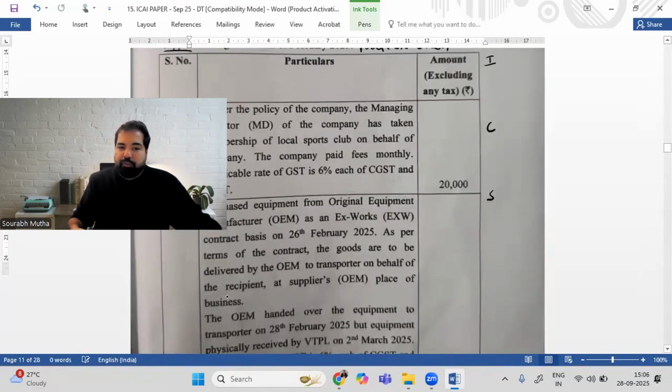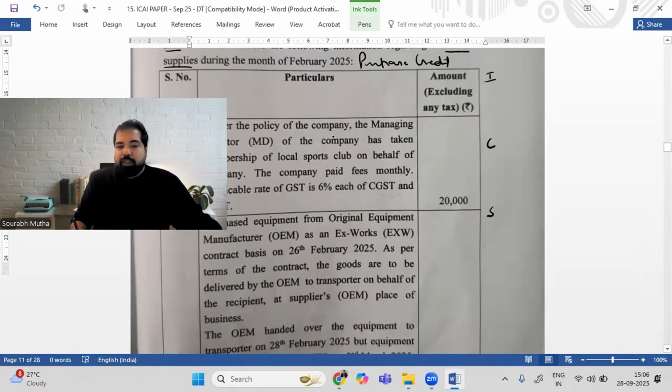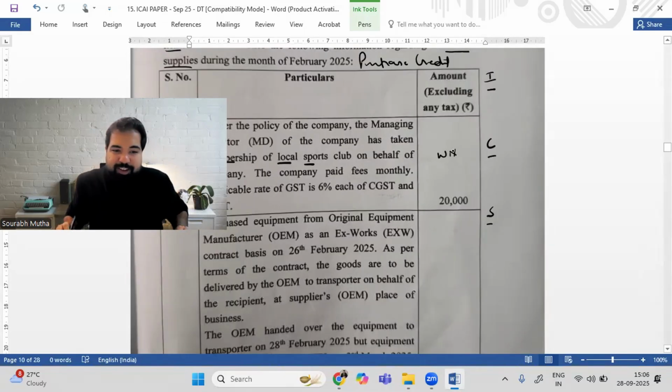Let's see. The first one. As per the policy of the company, the managing director of the company has taken a membership of a local sports club on behalf of the company. The company paid fees monthly. So on this amount, will there be GST? Yes, but as you know, there's a section called Section 17(5). In 17(5), the clubhouse membership is completely blocked. So 17(5)(a), this is blocked. So there will be no credit here also, or here also. This will be a working note that as per Section 17(5), the GST paid on clubhouse membership is completely blocked.